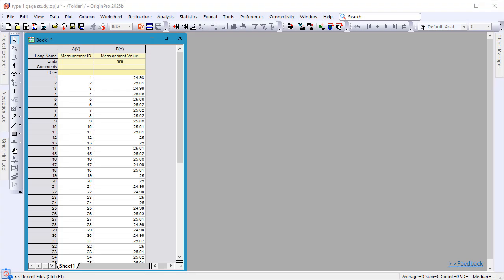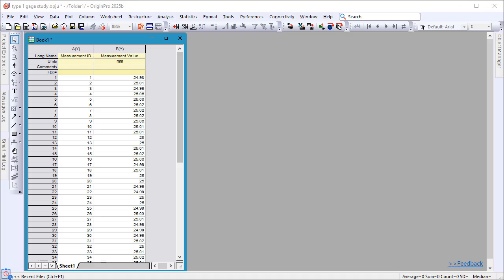Origin's Gauge Study offers a suite of tools designed to measure error in measurement systems. Before any complex measurement system analyses are done, quality compliance standards mandate that an initial Type I gauge study should be conducted to document the device capability. Or, in other words, to measure the accuracy and precision of the measurement device.